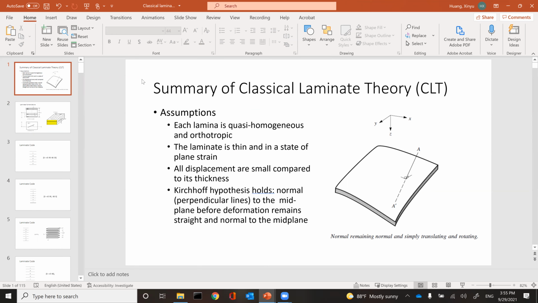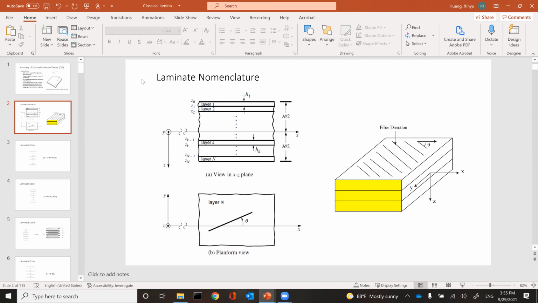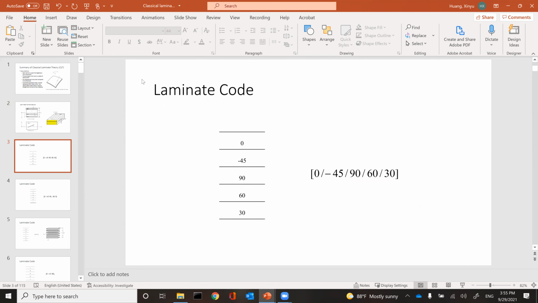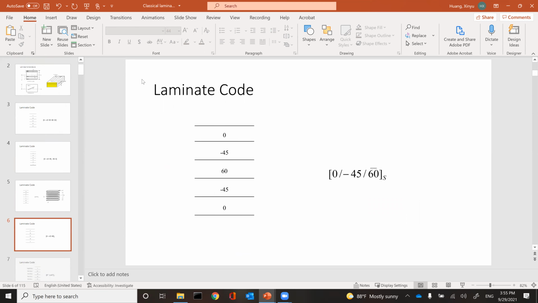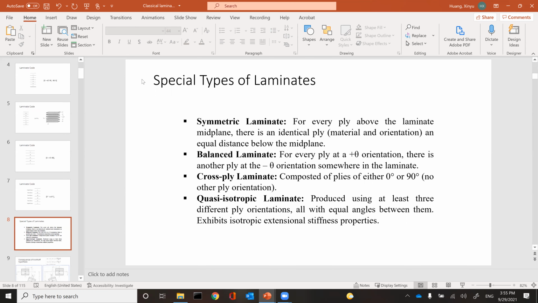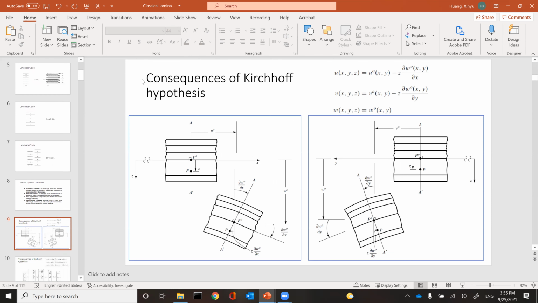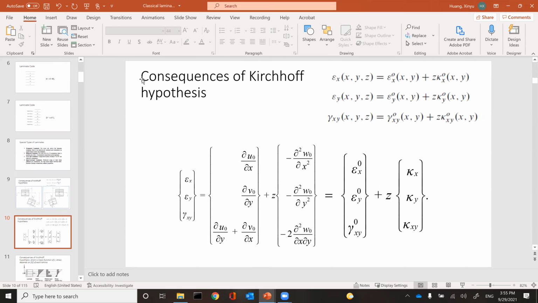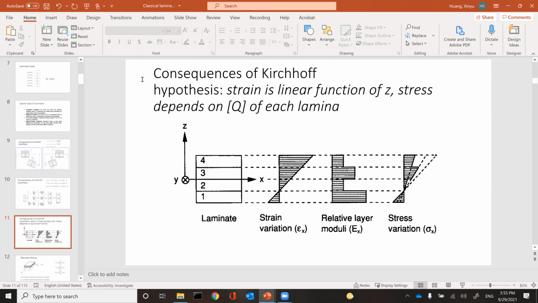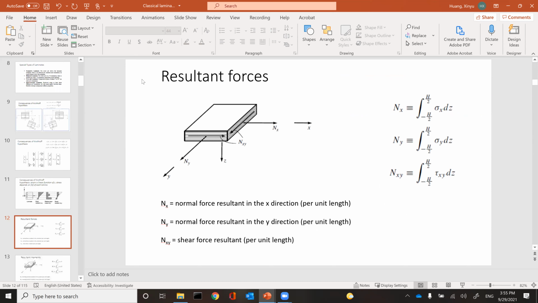So today I want to go through a numerical example of CLT. Basically the same theory we went through a few times, the same few slides. I'll quickly fly through the key assumptions, the coordinate system, the layup codes, layup properties, motion, strain, stress, loading.